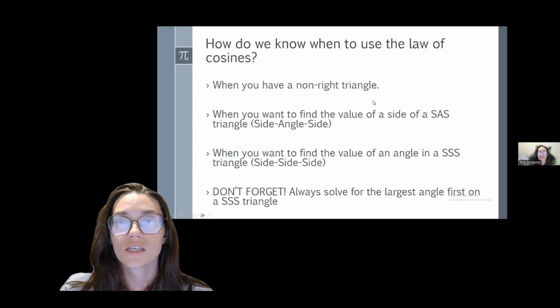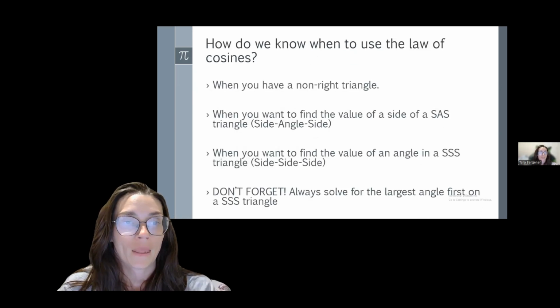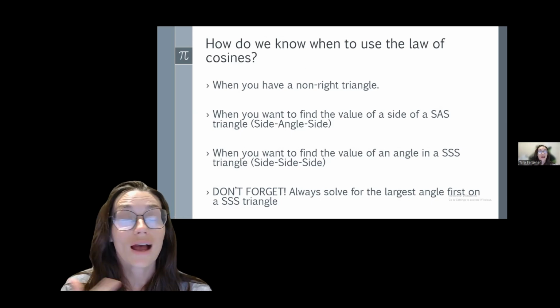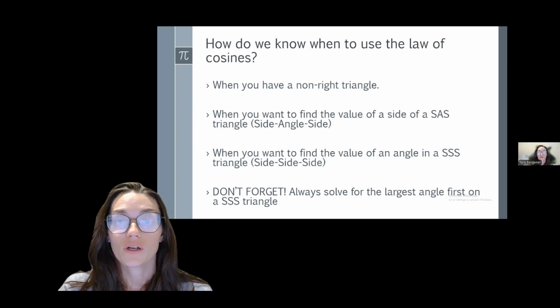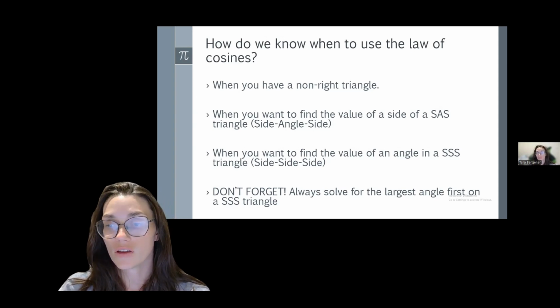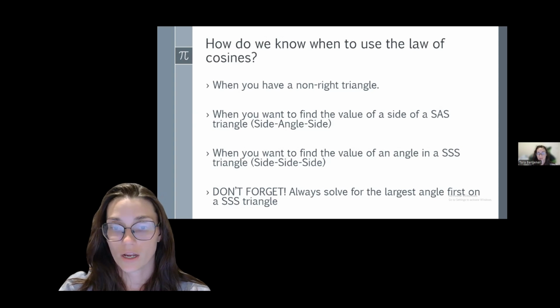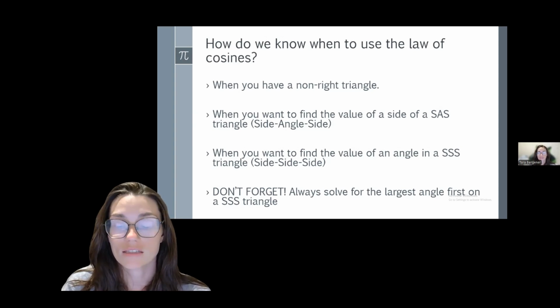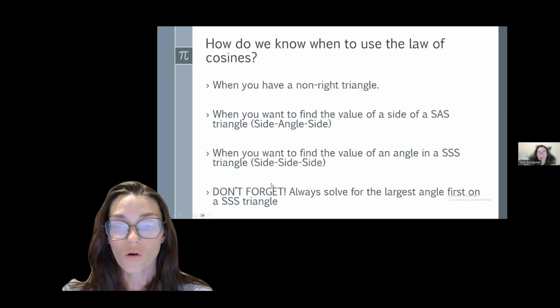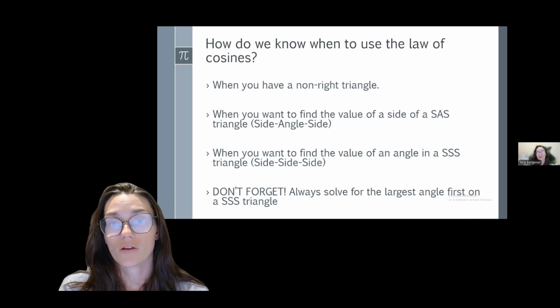How do we know when to use the law of cosines? We want to use the law of cosines, similar to the law of sines, when we do not have a right triangle, when we want to find the value of a side in a side-angle-side triangle, or when we want to find the value of an angle in a side-side-side triangle, where we have all of the sides but we don't have any of the angles. Now, don't forget, we always want to solve for the largest angle first in a side-side-side triangle. This is because of the ambiguous case.